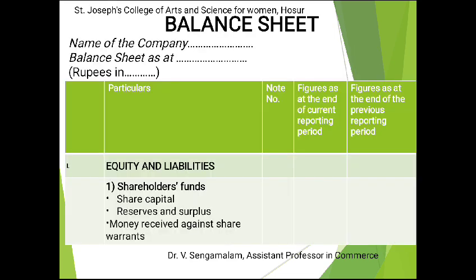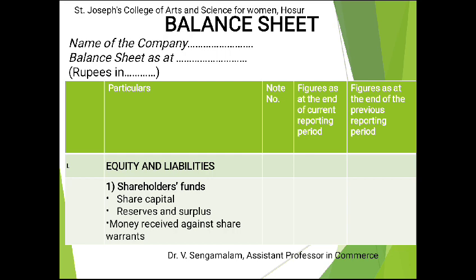Let us see the format of the balance sheet. The balance sheet is majorly classified into two: the equity and liability side, and the asset side. Equity and liability side: the first one is shareholders' funds. Under that, share capital. Under share capital we show authorized share capital, issued share capital, subscribed share capital and paid-up share capital. From this, calls in arrears should be deducted. Calls in advance and forfeiture and reissue of shares are shown under the heading of share capital.